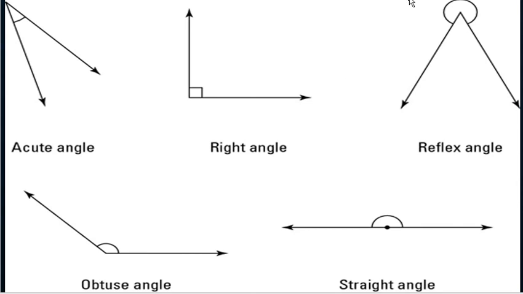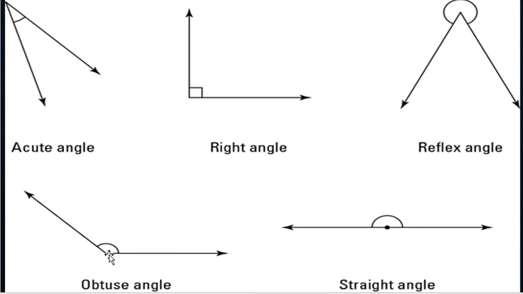Now this is a reflex angle. Why is it a reflex? You can see the angle is formed outside of this angle, so it is more than 180 degrees and less than 360, because a whole circle is 360 degrees. Now this angle is less than 360 degrees and more than 180 degrees, so it is a reflex angle.